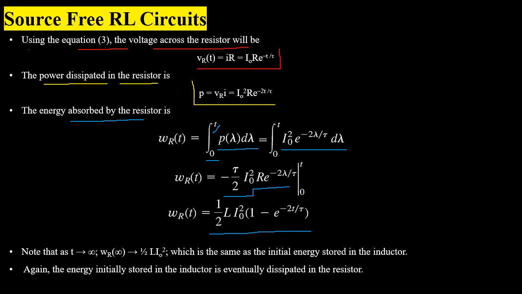Now as the time approaches infinity, the exponential term in the relation of energy approaches 0, and the energy will be equal to half the inductance of the inductor multiplied by the square of the initial current, which is the same as the energy stored in the inductor. So the energy initially stored in the inductor is dissipated in the resistor.